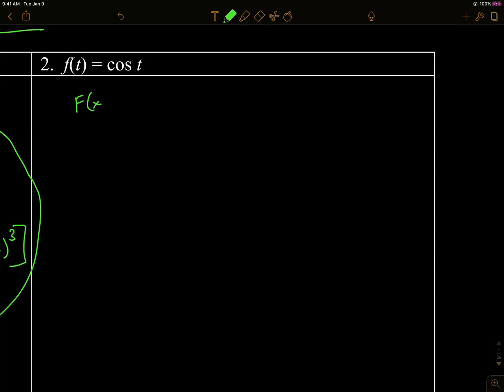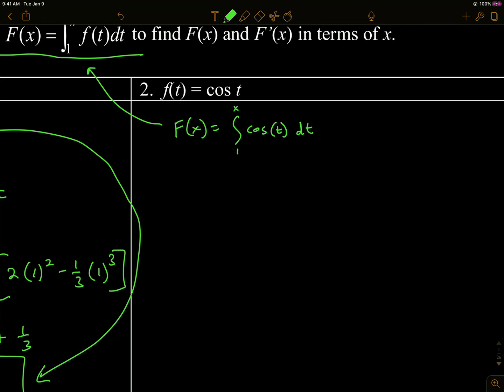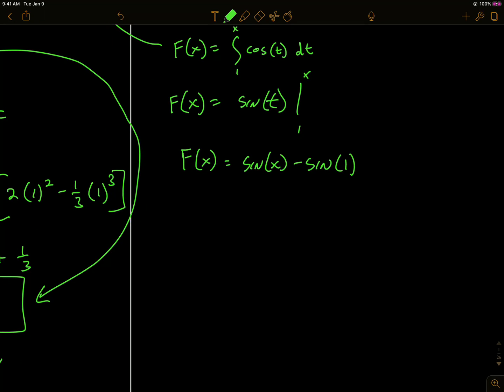Capital F of x is defined as, again, this integral: the integral from 1 to x of cosine of t dt. I'm going to actually integrate now. I want to do this out and see what function I get. The integral of cosine is sine of t, and I want to evaluate from 1 to x. So I plug in the upper bound first, and I get sine of x minus sine of 1. So that is our F of x.